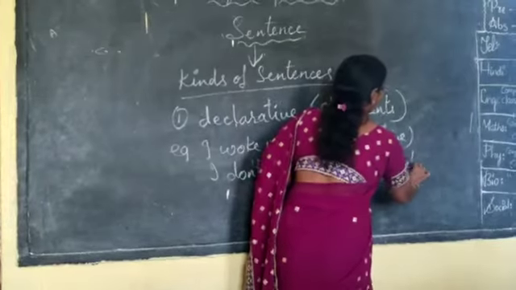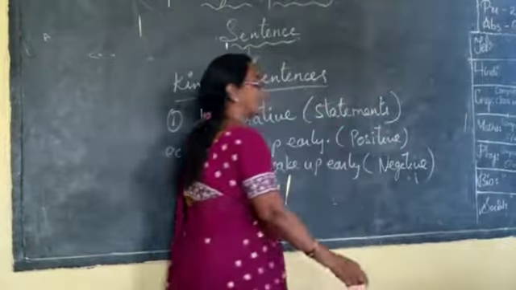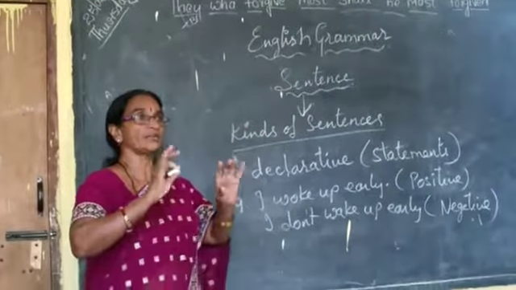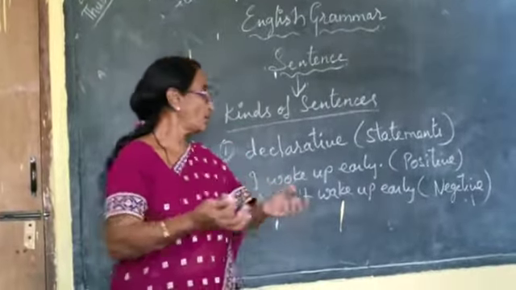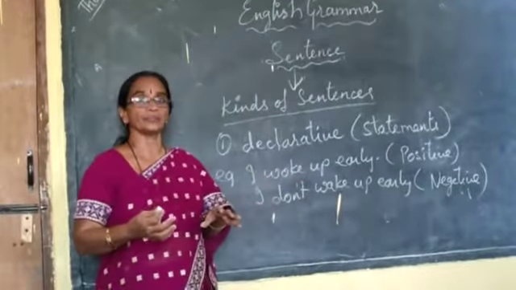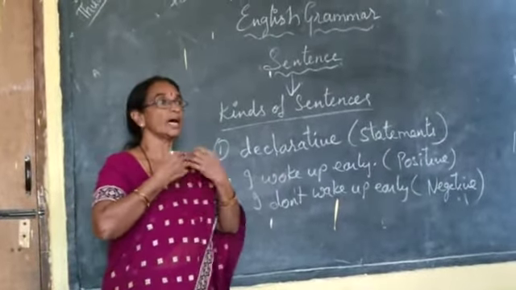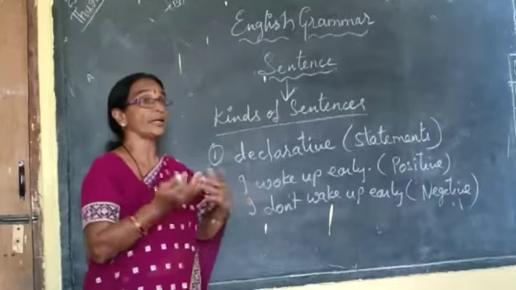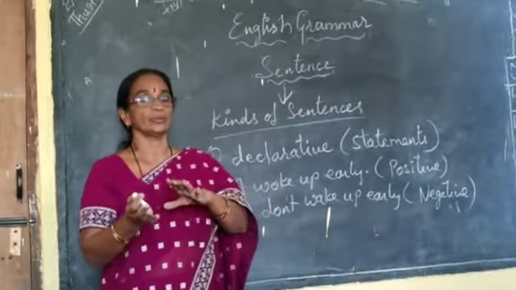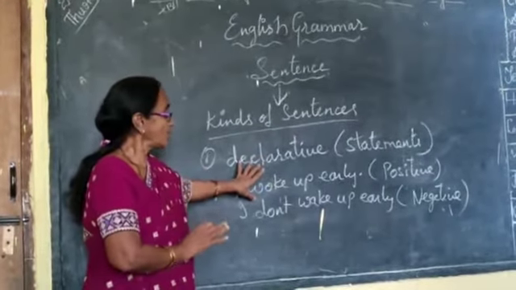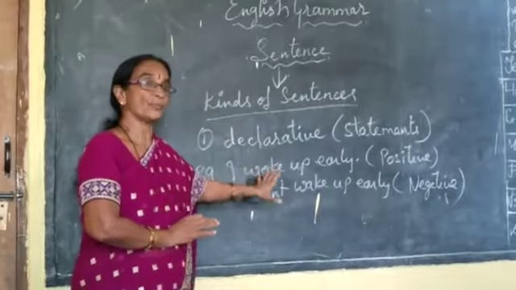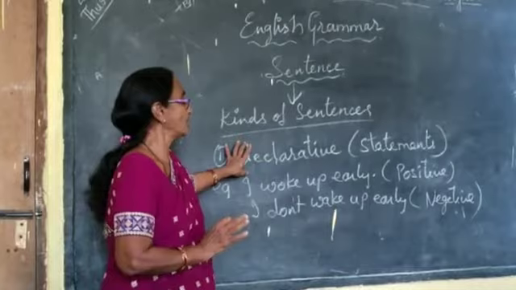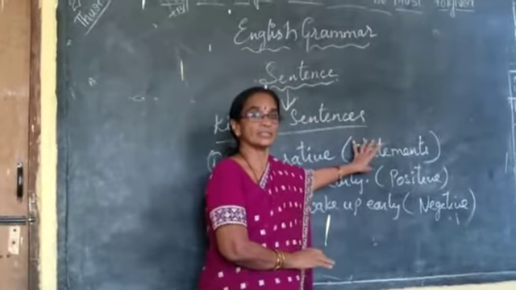So, first part of sentence is declarative. Declarative, what we declare. Now here in this sentence, I woke up early. I am declaring that I woke up early. That is positive. And the other one is I don't wake up early. That is negative. So, in declarative, there are two types. One positive and one negative. This type of sentences are called declarative and they are called statements.